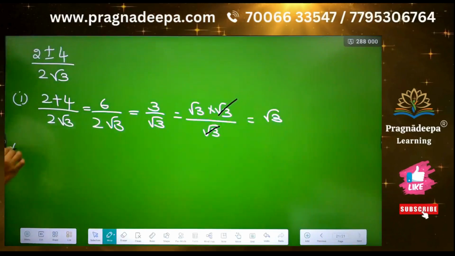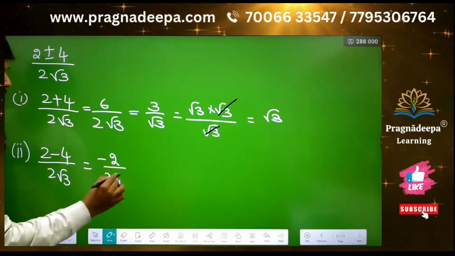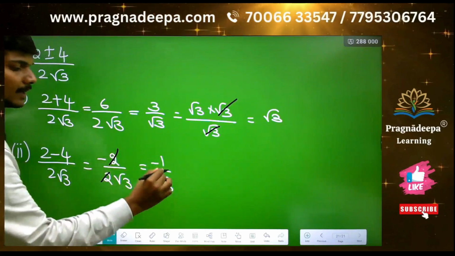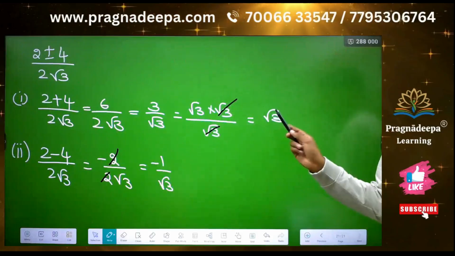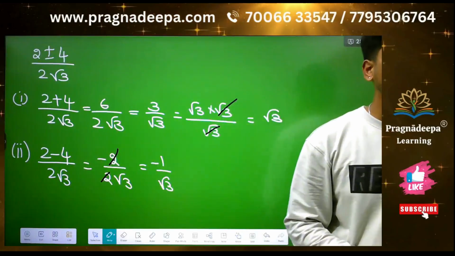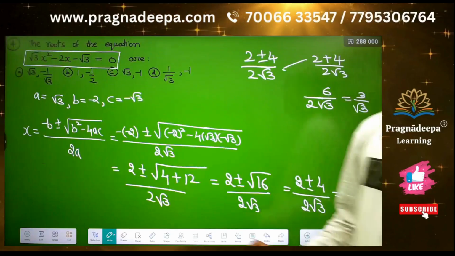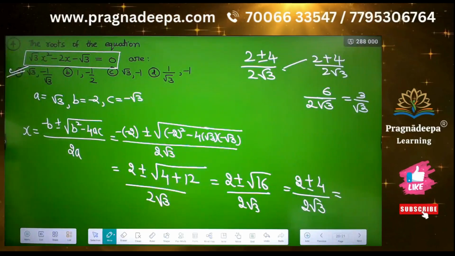So second root is 2 minus 4 divided by 2 root 3, which will be equal to minus 2 divided by 2 root 3. So 2 cancels. You are left with minus 1 by root 3. Therefore, the two roots are plus root 3 and minus 1 by root 3. That means the correct option is A, root 3 comma minus 1 by root 3. Option A is the right answer.